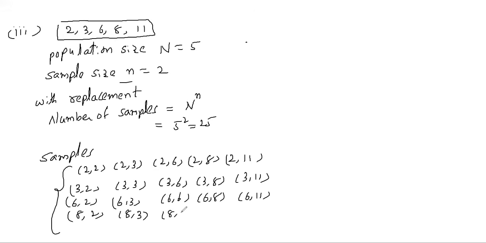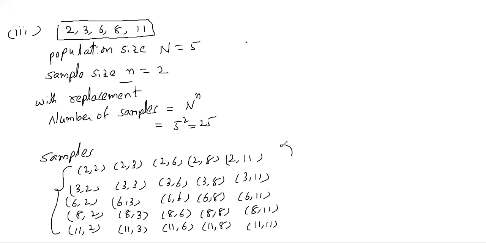8 comma 6, 8 comma 8, 8 comma 11. Okay, next start with 11: 11 comma 2, 11 comma 3, next 11 comma 6, 11 comma 8, okay, 11 comma 11. See, all are of size 2. 2 comma 2 means size 2.